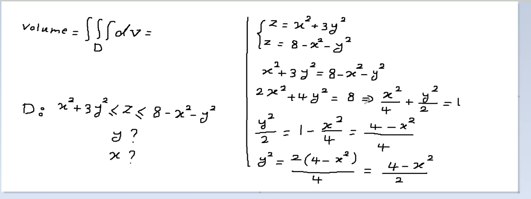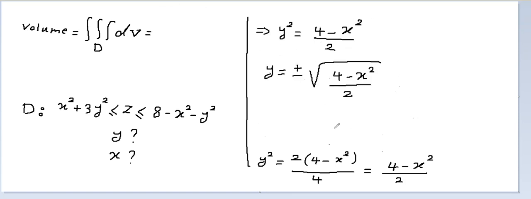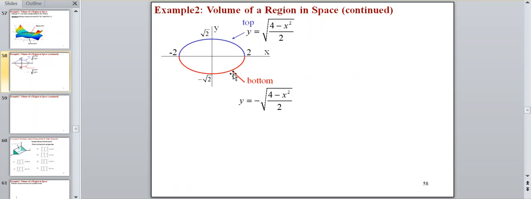Now look at here, if we take a square root on both sides, the space is not enough. Let's move up here, so I have to erase it. So we have y squared equals 4 minus x squared divided by 2. Now we take a square root on both sides, so y equals plus minus the square root of 4 minus x squared over 2. You can see, the minus is for this half and plus is for this half.